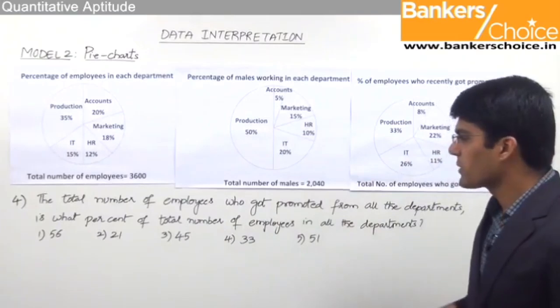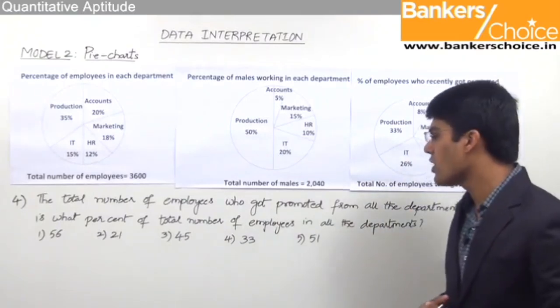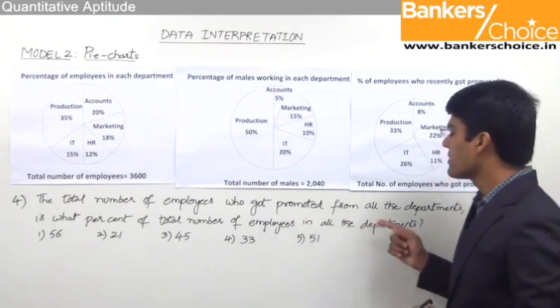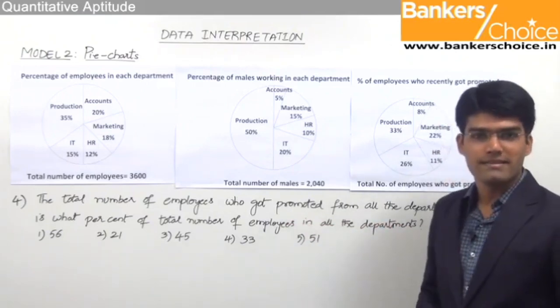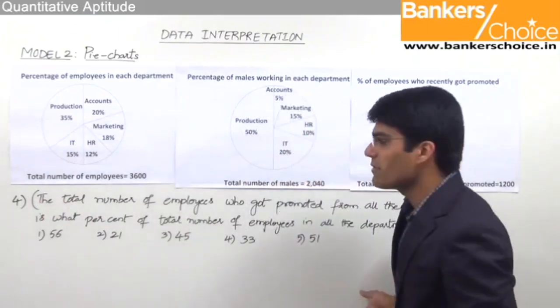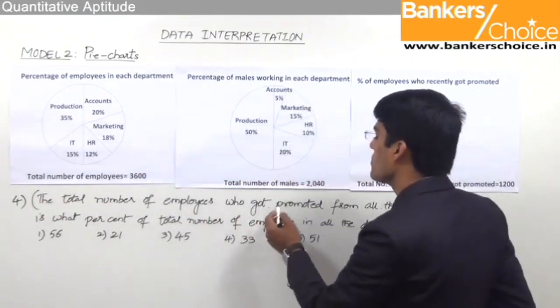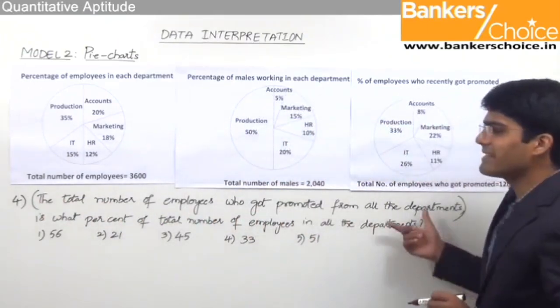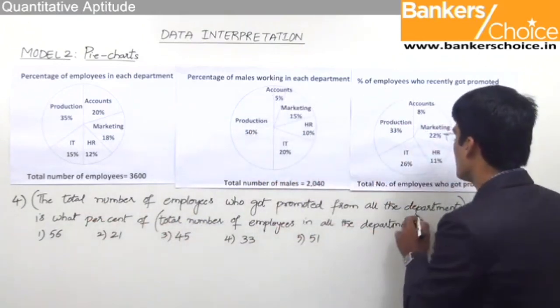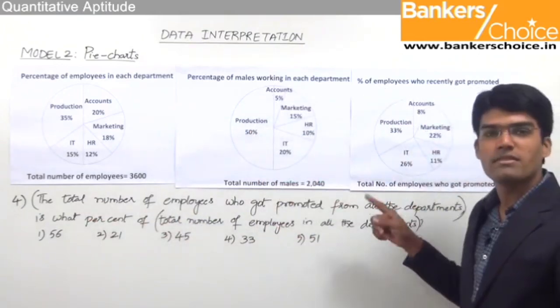Let us now take the fourth question. The total number of employees who got promoted from all the departments is what percent of the total number of employees in all the departments? As you can see, the question here is in the form of X is what percent of Y. The total number of employees who got promoted from all the departments is X, and this is like X is what percent of the total number of employees in all the departments, which is Y. So X is what percent of Y.